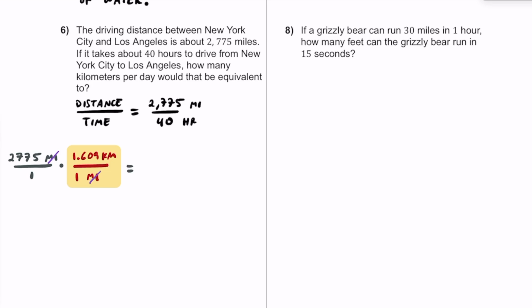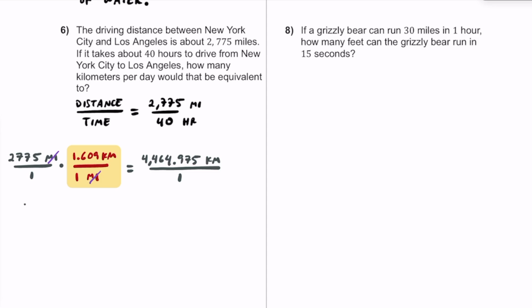So if you go ahead and multiply this 2775 times 1.609, you can go ahead and use a calculator for that and find out that this is going to be 4,464.975. I'll write all 3 digits here, 975 thousandths. This is going to be kilometers over 1, or this is just going to be what it is in kilometers.